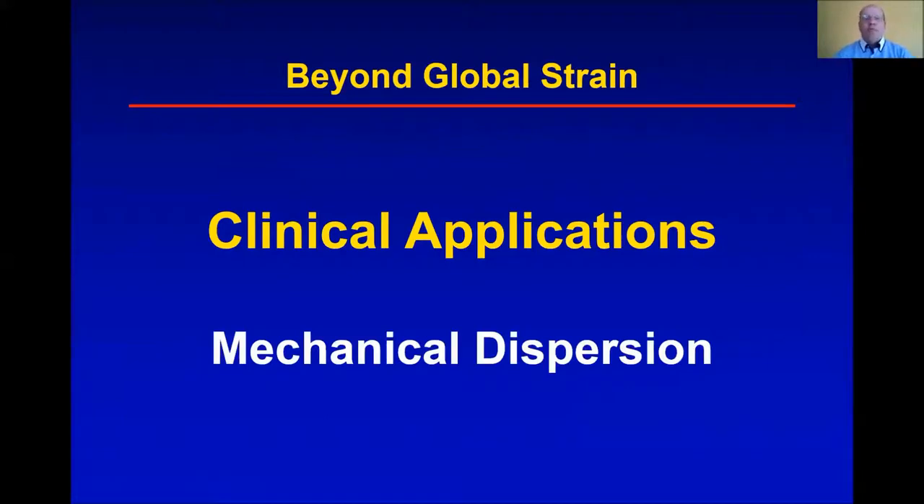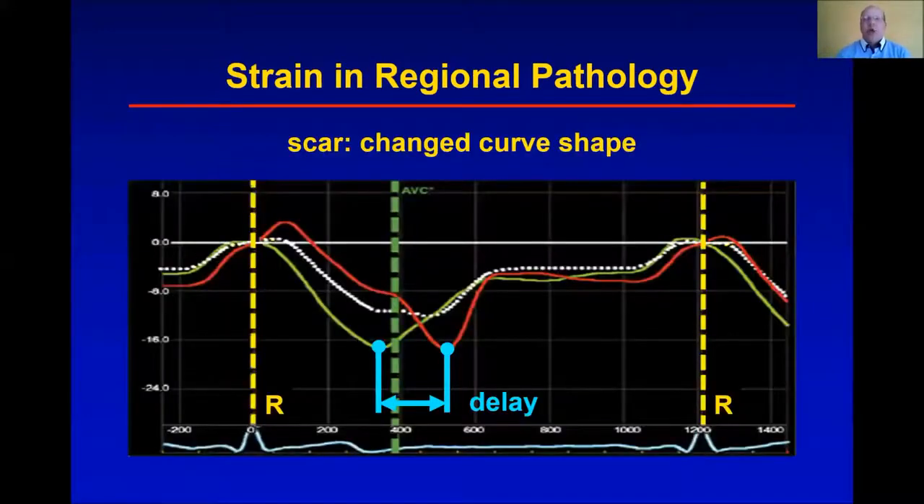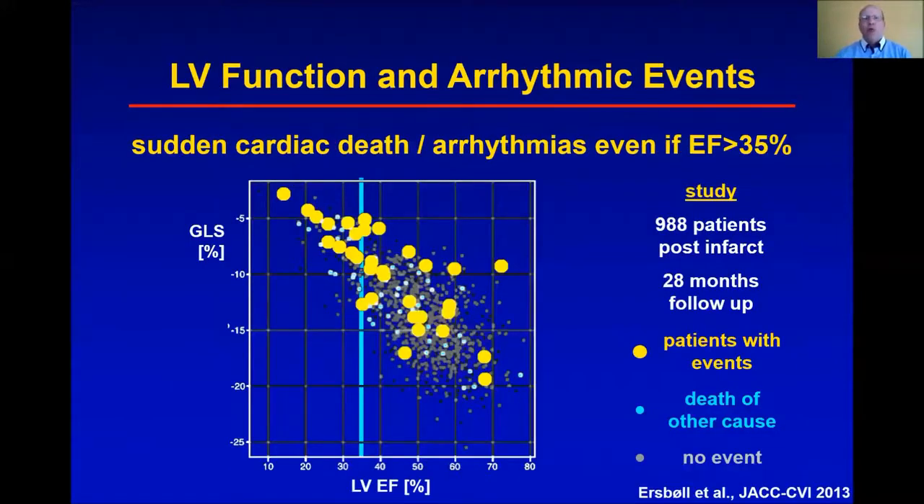I was also asked to mention mechanical dispersion, and mechanical dispersion is also a pattern analysis of our strain curves. And we focus this time not so much at values, we focus more at the timing, and we compare the timing of the peak systolic strain in the different segments of the ventricle, and we calculate the standard deviation of this peak timing. You know from your clinics and maybe also from studies that patients after an infarct are in danger of getting lethal arrhythmias or sudden cardiac death.